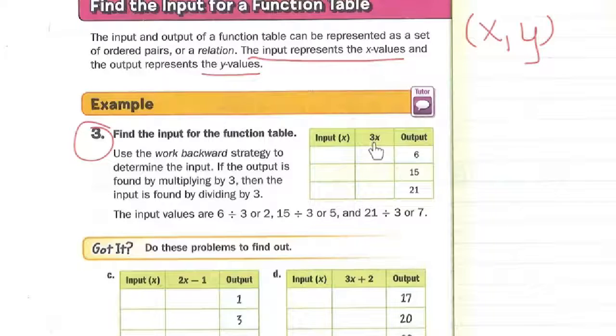So 3 times what is 6? Well, you should know that 3 times 2 is 6, so our input value is 2. What times 3 is 15? Well, 3 times 5 is 15, so our input is 5. And 3 times 7 is 21, or 21 divided by 3 is 7, so that input is 7.